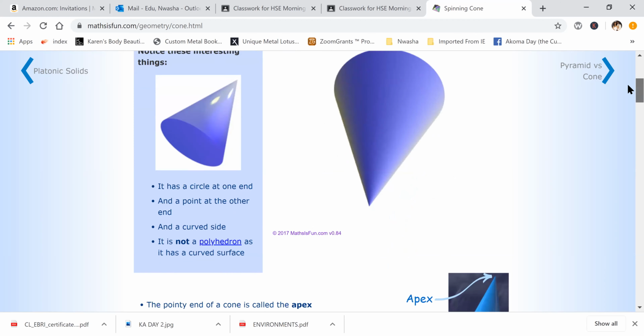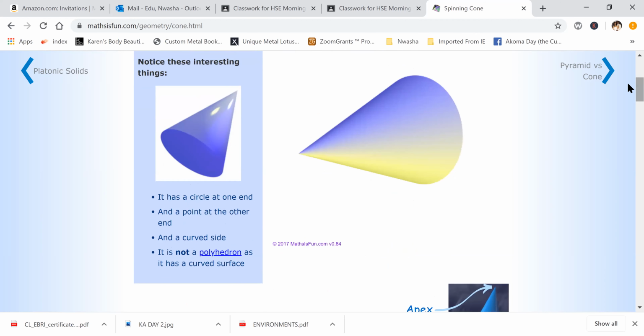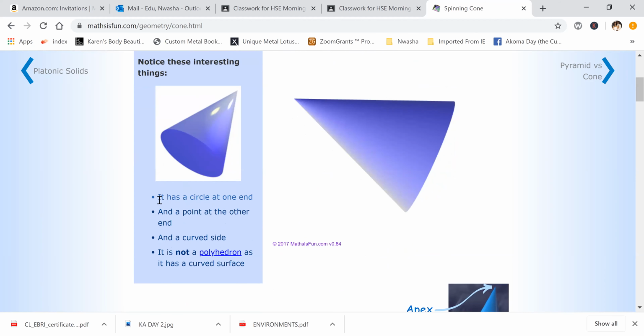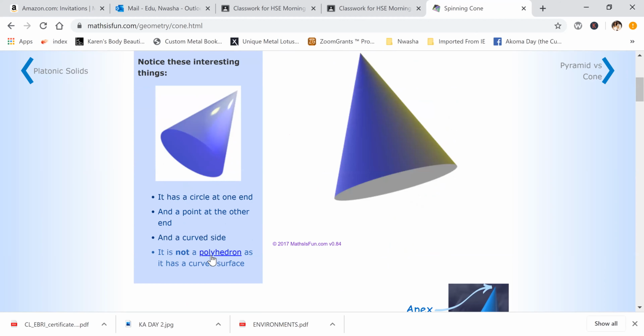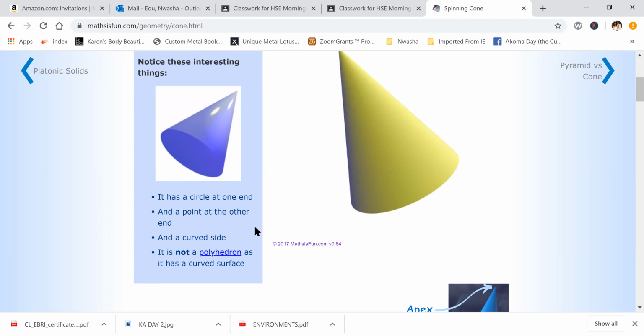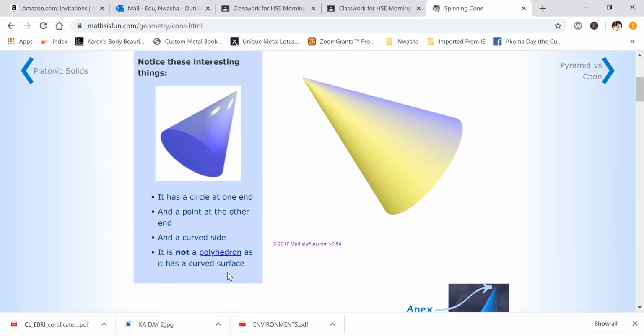Like the question we just had, it says it has a lid. So then you want to count the bottom. So here are the interesting things. It has a circle at one end and a point at the other end, a curved side. It's not the polyhedron because that is something with flat sides, flat surfaces.